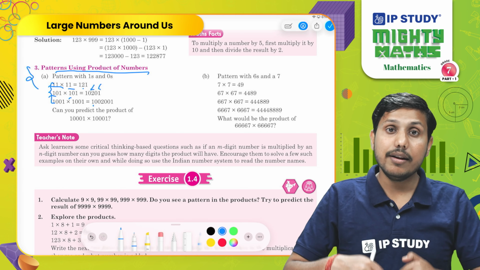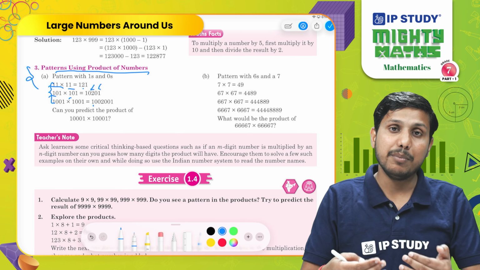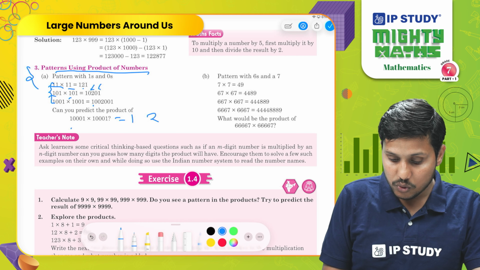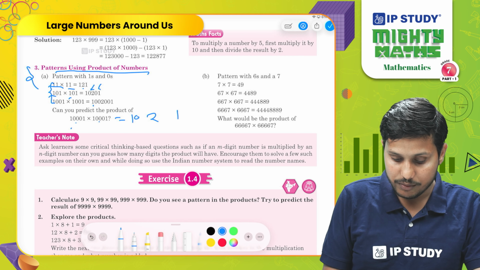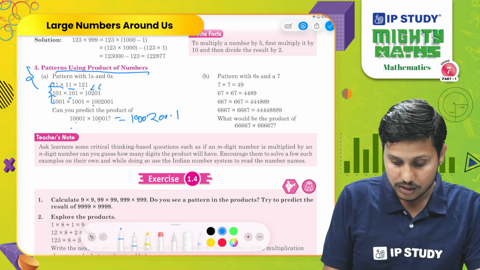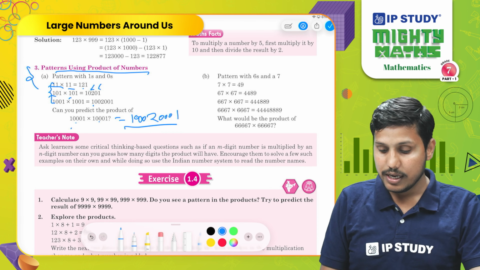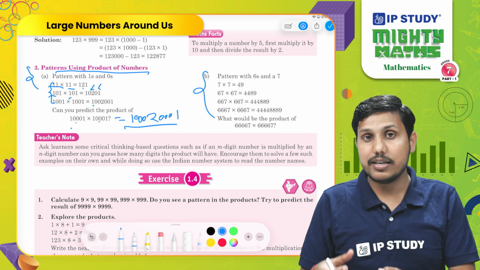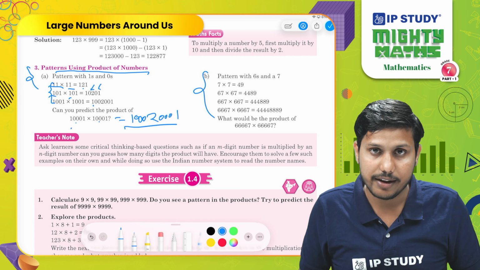So similarly, we can find other members of this pattern. Like for the next part, we can write 1, 2, 1 and we can append 3 zeros here, 1, 2, 3 and 1, 2, 3. So this will be the next product. Similarly, we have a pattern with 7, which you can go through and understand how the pattern is getting formed.